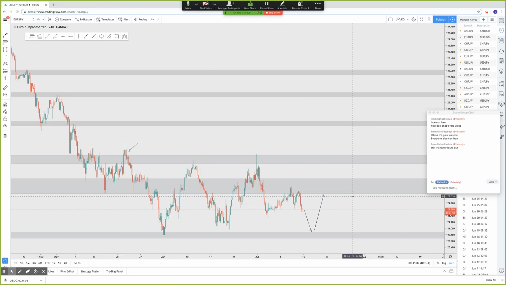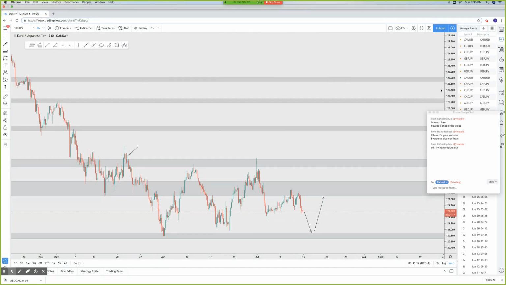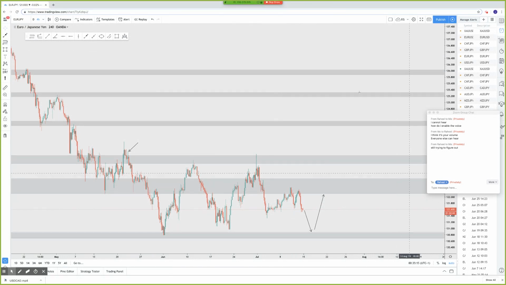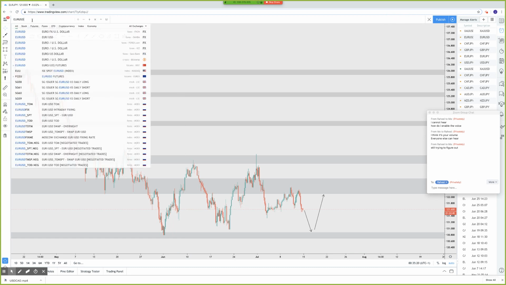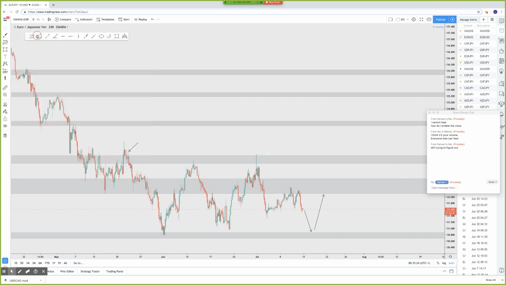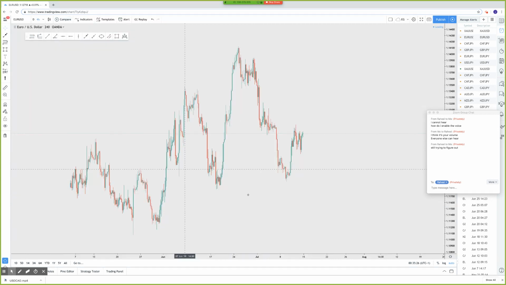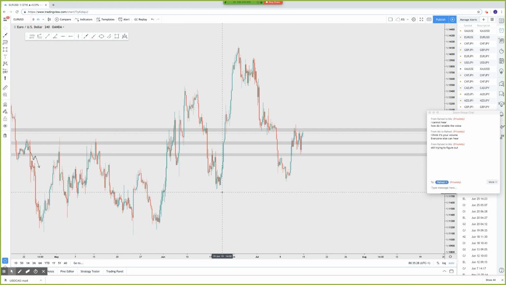I could be here all night, and I don't really know any other pairs that you guys want me to do. Actually, let's look at the Euro US dollar real quick. That's another popular one. I do trade this one from time to time. It's definitely not one of my top three, but this pair is really, really good for beginners. So if you're a beginner, you'll like this one. We'll do this one quickly.